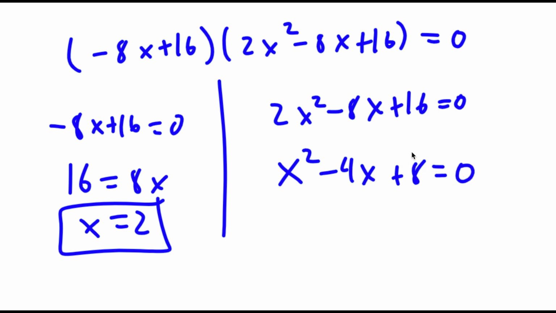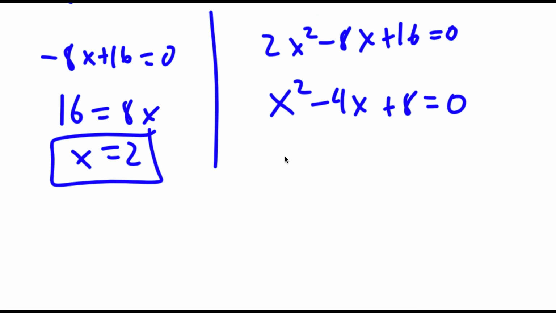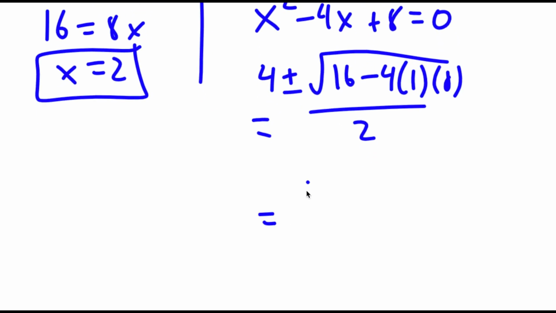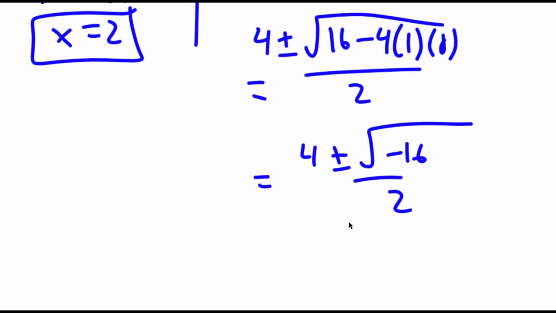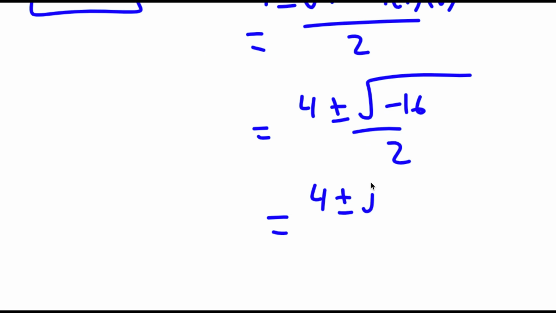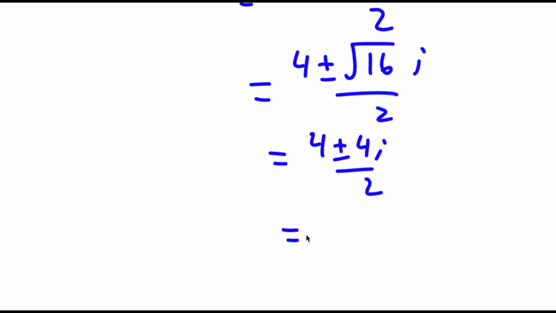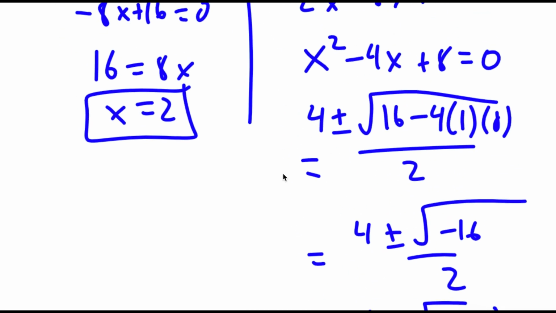And now to solve this, I'm going to use the quadratic formula, which is negative b, so the negative of negative 4, which is positive 4, plus or minus the square root of b squared, so negative 4 squared, which is 16, minus 4 times a, which is 1, times c, which is 8, all over 2a, so 2. And this is equal to 4 plus or minus the square root of 16 minus 32, which is negative 16, over 2, which is equal to 4 plus or minus the square root of 16i over 2, which is equal to 4 plus or minus 4i over 2, which is equal to 2 plus or minus 2i. So these are my three solutions.